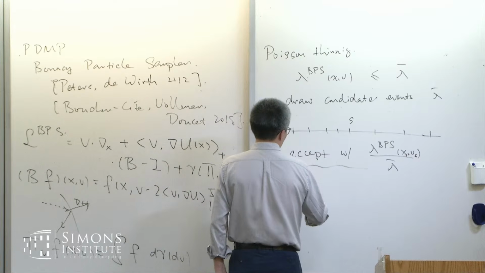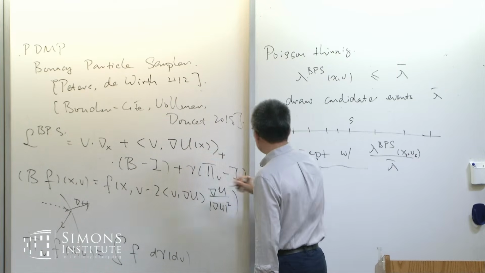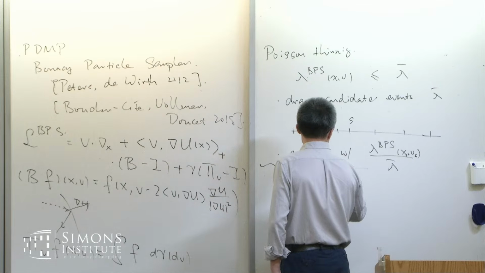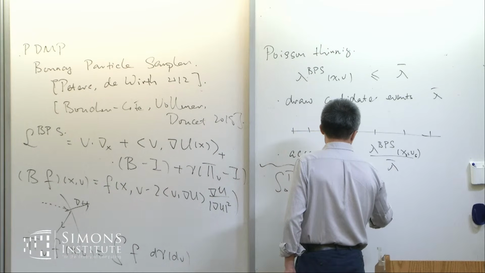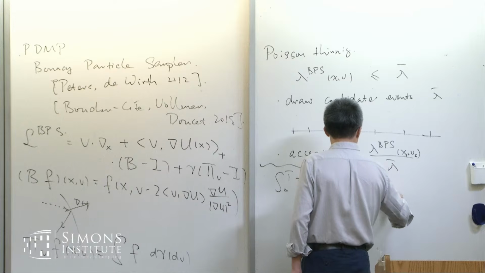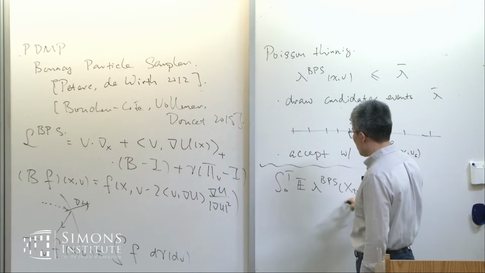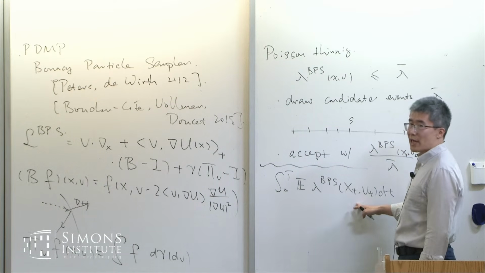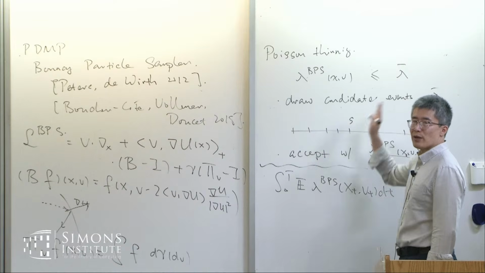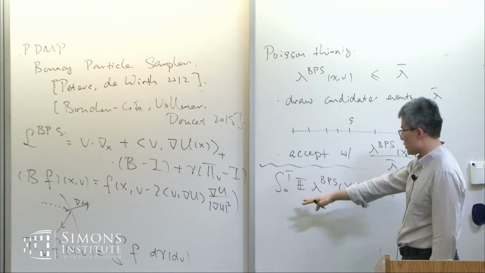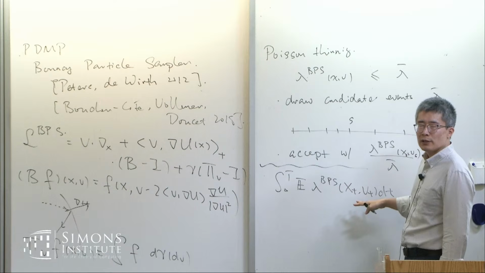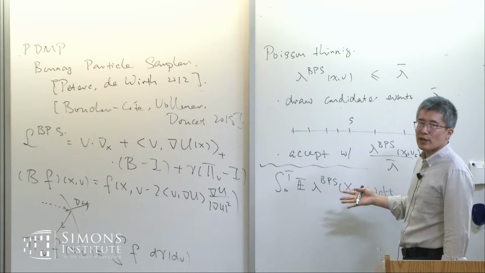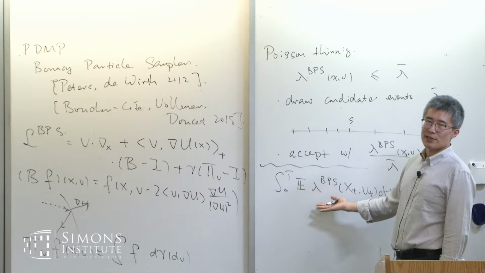The expected number of events, the integral of lambda bps, xt vt dt. So this tells you the expected events that you should have. It doesn't really matter how you come up with them. This is just a true expected number. Obviously, your query bound cannot be better than this.